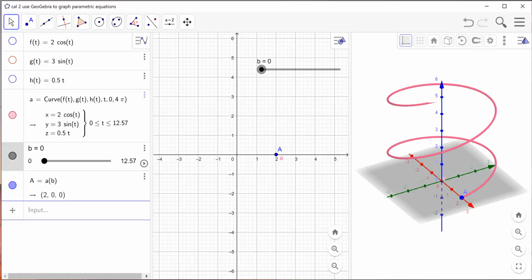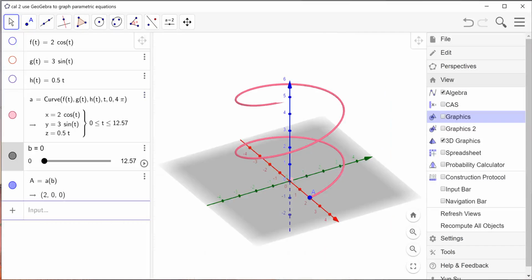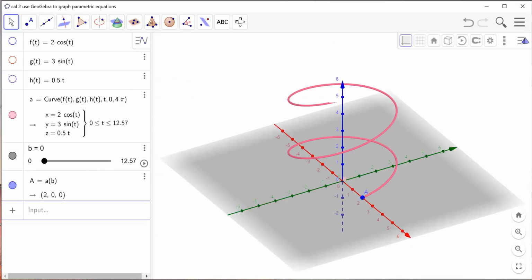Right now I don't need the middle window, so let me deselect it. We only need it for our slider. Now when we move the slider, we can have the point go around the curve.